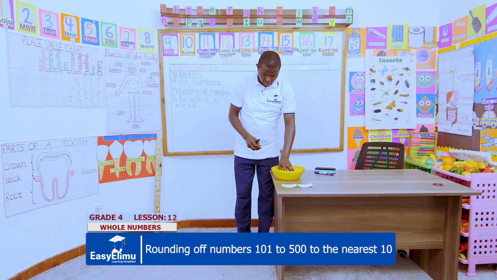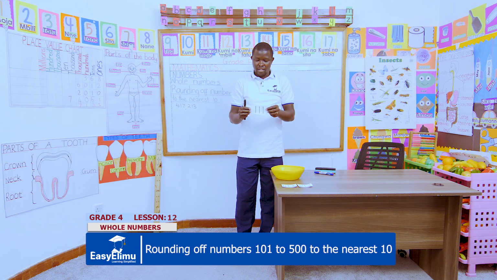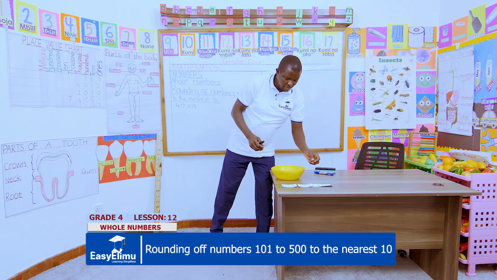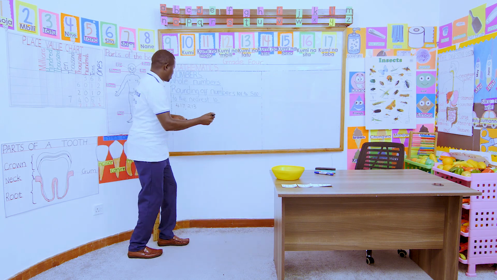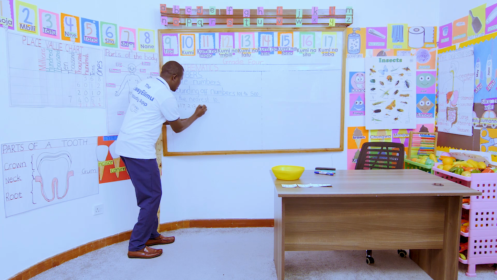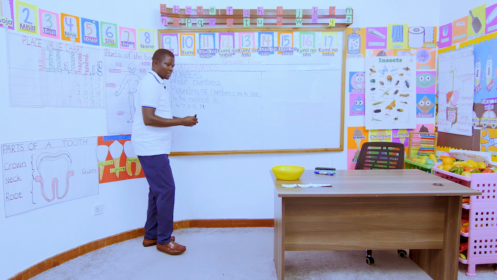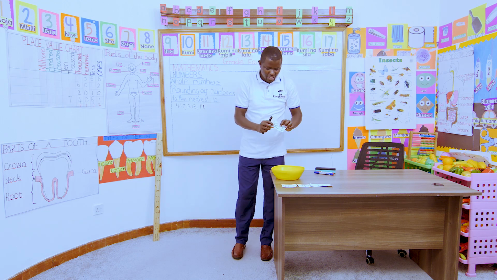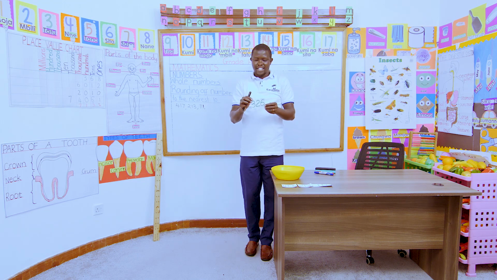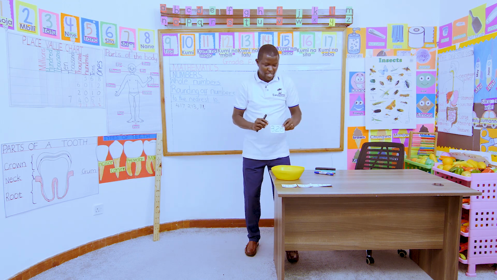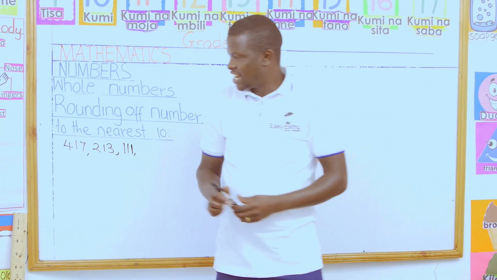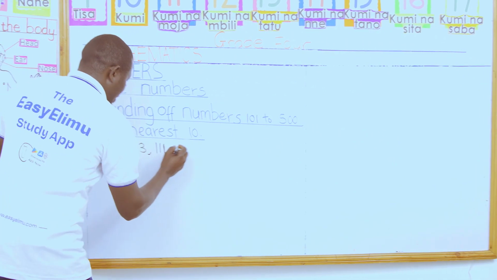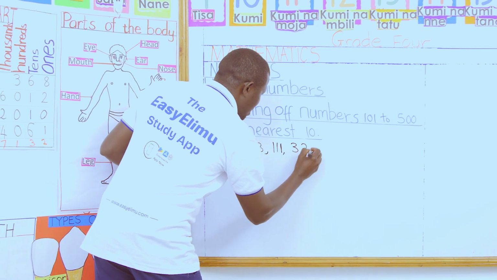Pick the third number. The third number is 111. Correct. Arrange it the way it has come. The other number, and it is the last number for us, is 326.